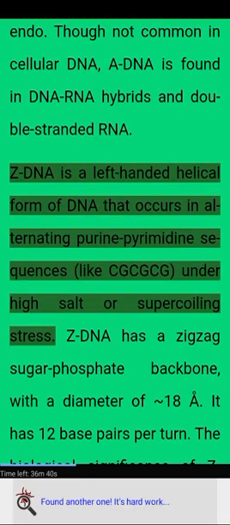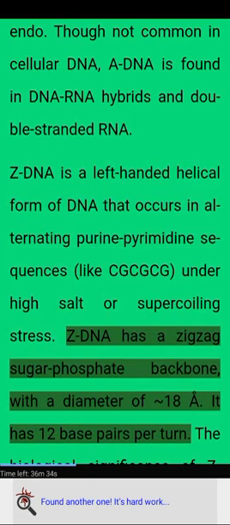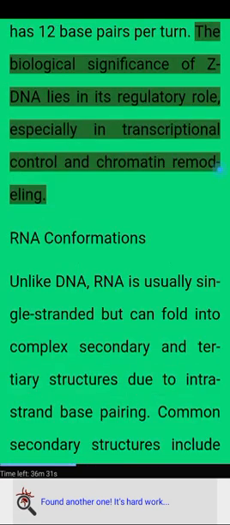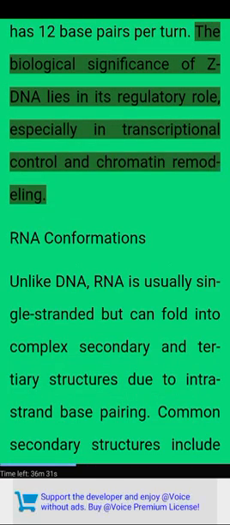Z-DNA is a left-handed helical form of DNA that occurs in alternating purine-pyrimidine sequences, like CGCGCG, under high negative supercoiling stress. Z-DNA has a zigzag sugar-phosphate backbone, with a diameter of approximately 18 Å. It has 12 base pairs per turn. The biological significance of Z-DNA lies in its regulatory role, especially in transcriptional control and chromatin remodeling.